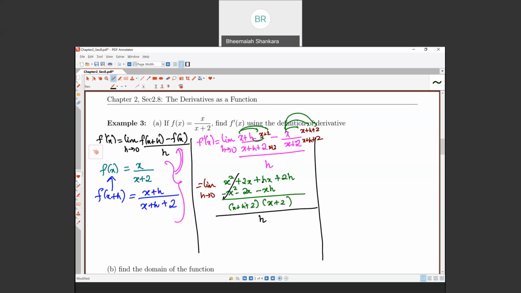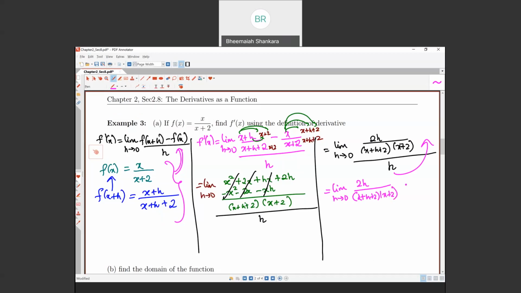Now cancel these negative x square, negative 2x, positive negative terms. So all you have is limit h approaching 0. You have 2h in the numerator and x plus h plus 2 times x plus 2. This is the fraction's numerator, and you have one more denominator for this, which is h. Now you're going to take this h in the denominator to the top, which means you're going to flip it, write it as a multiplication term. So this is 2h divided by product of terms times 1 over h. At this step, you're good to cancel the h.